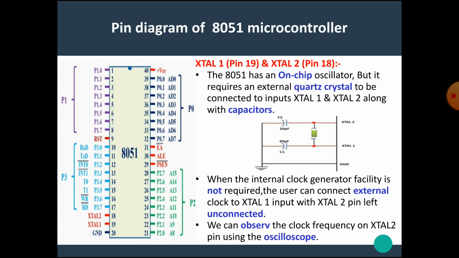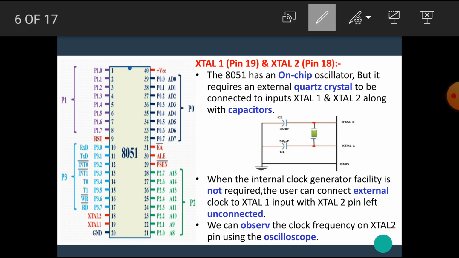Next, XTAL1 pin and XTAL2 pin. The XTAL1 pin is number 19 and the XTAL2 pin is number 18. These two pins are used to generate a clock signal. The question arises here, what is meant by clock signal? Generally, the clock signal is called the heart of the microcontroller. It is a square wave having a 50% duty cycle.